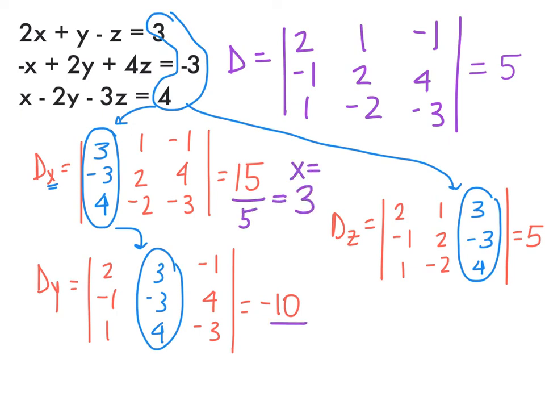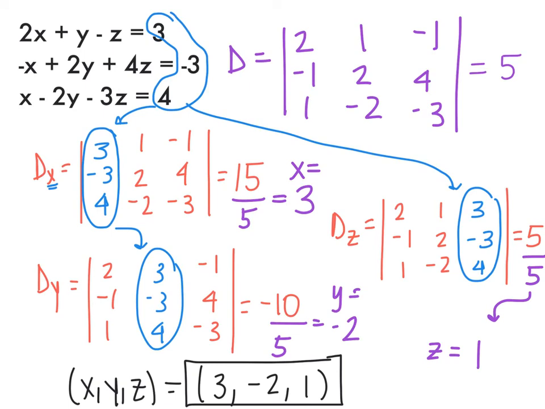I'm going to do that for y. So y is going to equal -2, and then z is going to equal 1. So the solution that I have for this system is going to be 3, -2, 1.